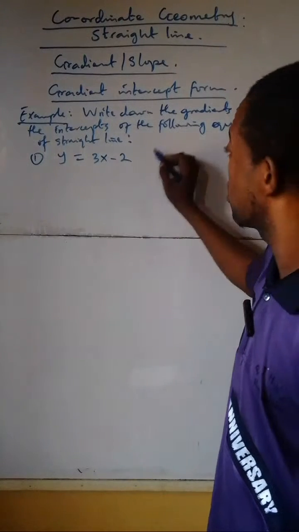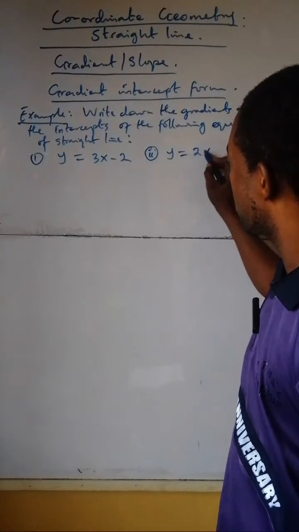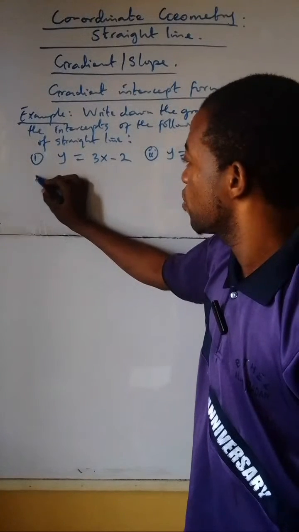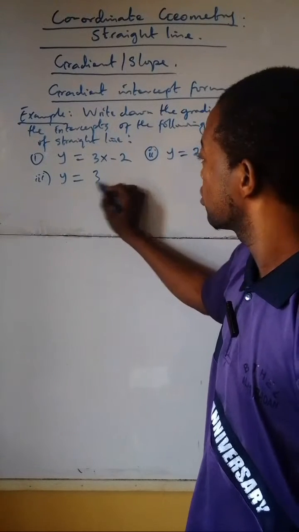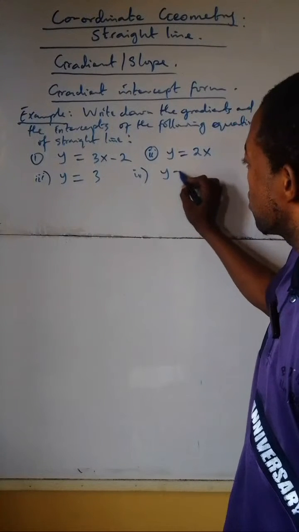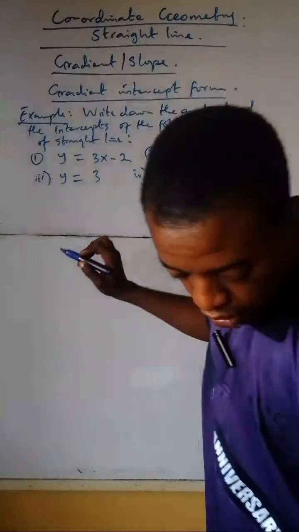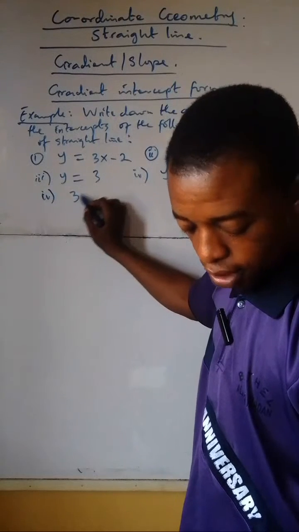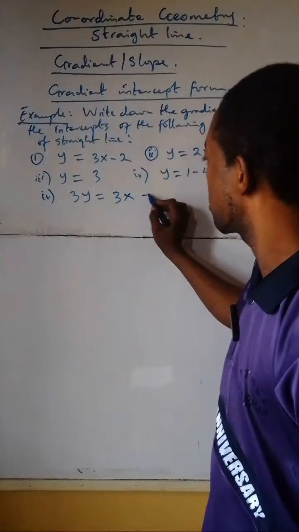Now, the first one, we have y equals 3x minus 2. Second one, we have y equals 2x. The third one, we have y equals 3. And fourth, we have y equals 1 minus 4x. And the fifth one, we have 3y equals 3x plus 6.